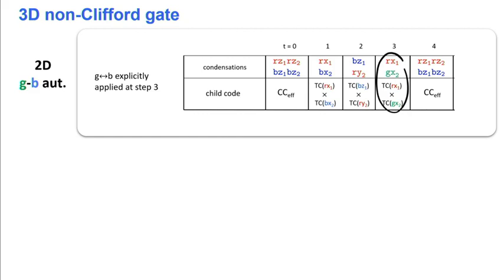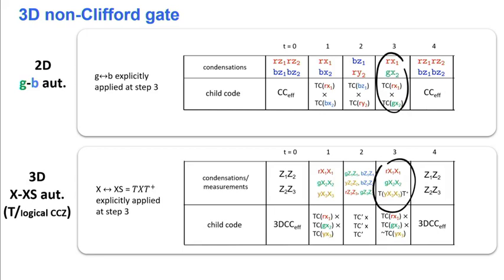Now, how do we do a three-dimensional Clifford gate? Let's temporarily return to 2D. How do we achieve a green-blue permutation? We can start from a sequence that implements a trivial automorphism, an identity gate, and then we take the step before last of the sequence. So step three is the same as step one for an identity gate, and we conjugate step three by the automorphism that we want to implement. In this case, it is a green and blue swap.